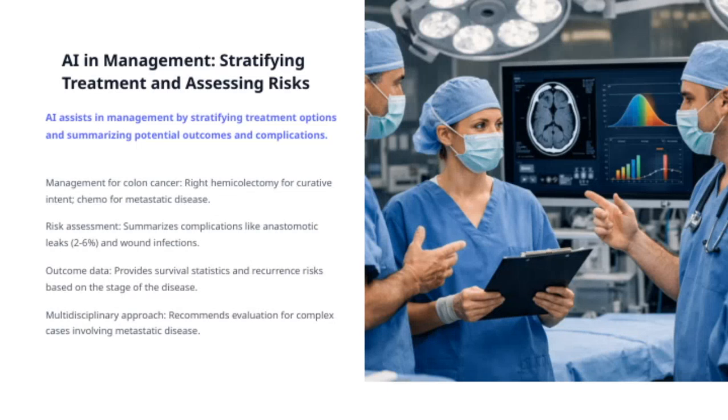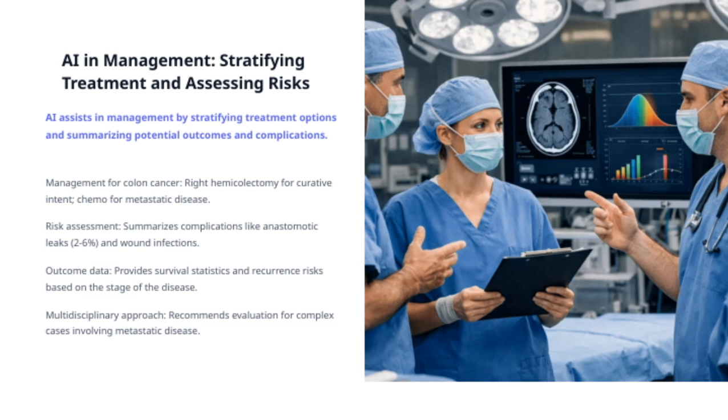Now, let's talk about the importance of a multidisciplinary approach, especially in complex cases involving metastatic disease. When dealing with these difficult situations, it's crucial to bring together different specialties to ensure a thorough evaluation and the best possible treatment plan. This collaborative approach helps us make more informed decisions and tailor treatments to each patient's specific needs.